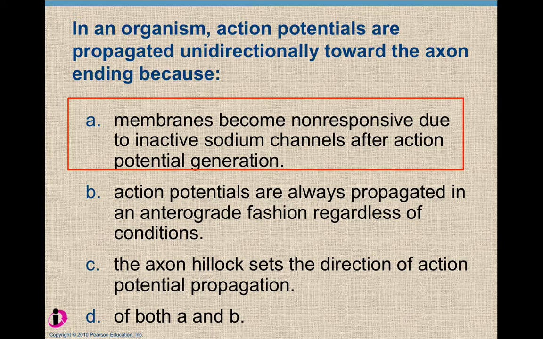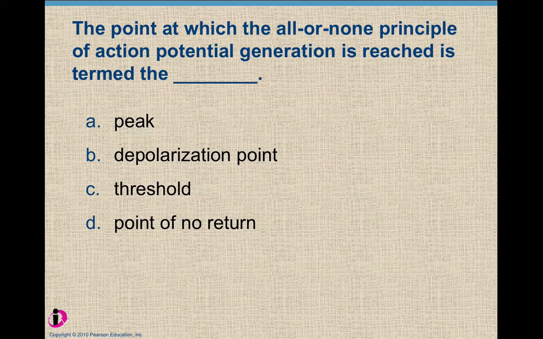Okay, so in the case of going unidirectionally, this is important. You only want to go in one direction with that action potential so that it goes to its destination. You don't want the action potential going back and forth and sending in a signal from the dendrites to the axon terminal. That's something that we try to close off.